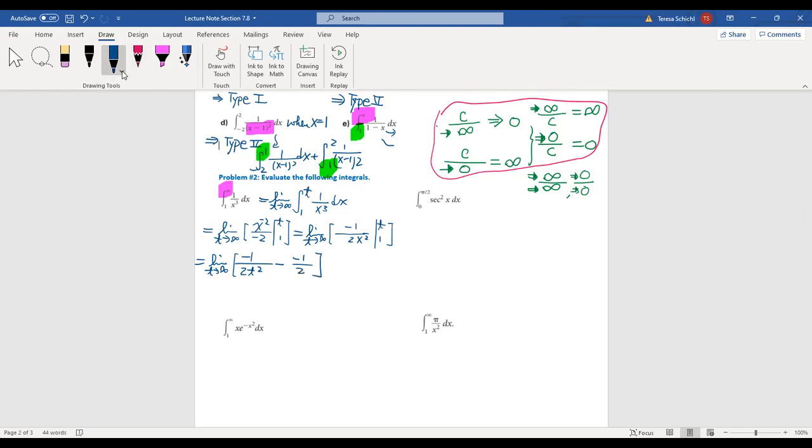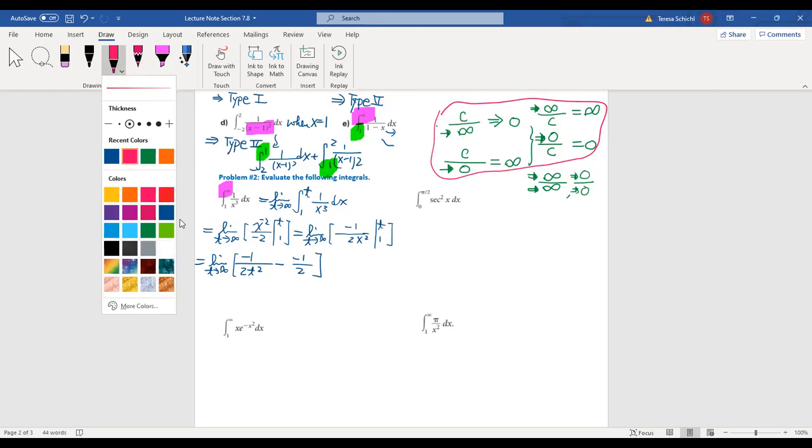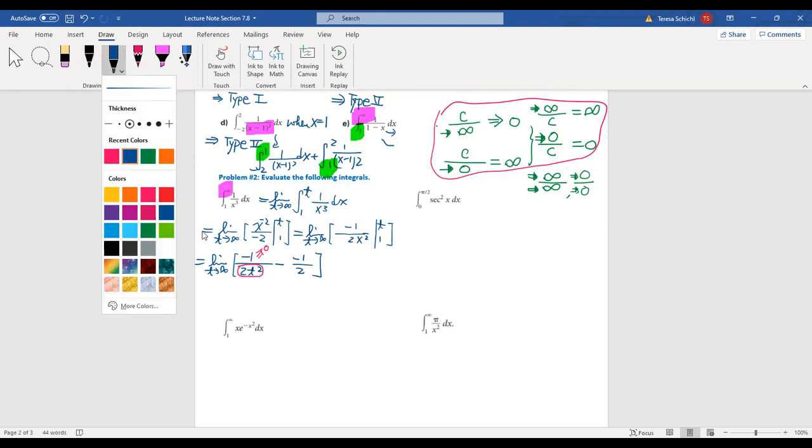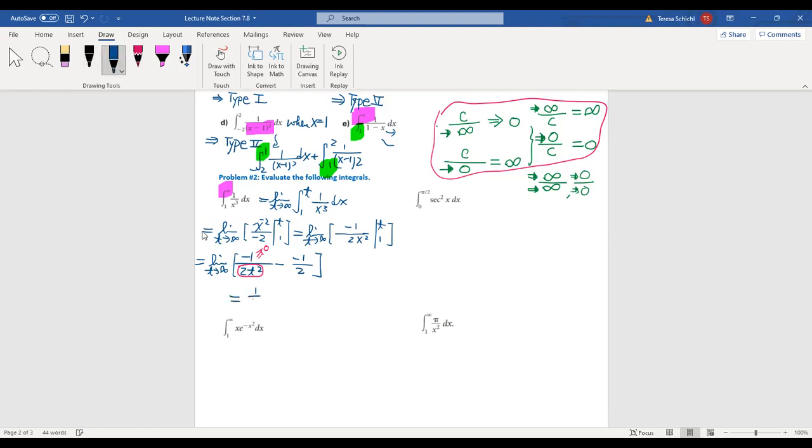So take a look here, right? When the t goes to infinity, this number will approach infinity. So this value will approach to what? It will approach 0, and then this is a constant. Don't forget negative and negative is a positive, right? So what is the final answer? The final answer is 1/2 here.